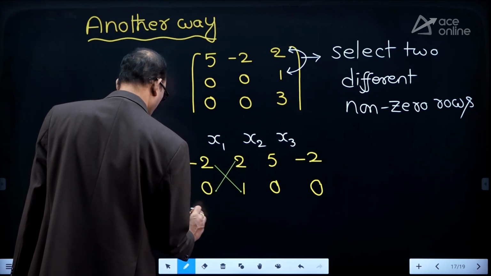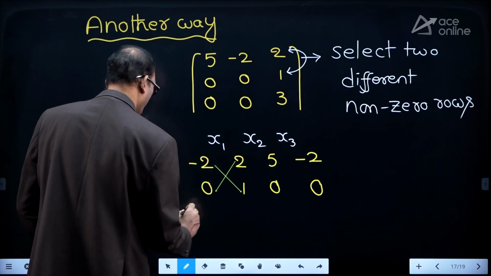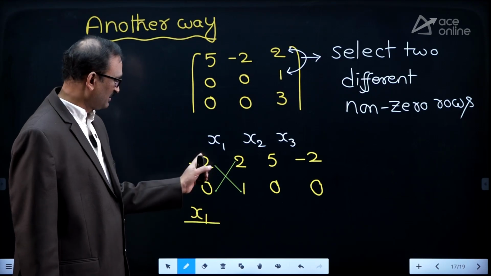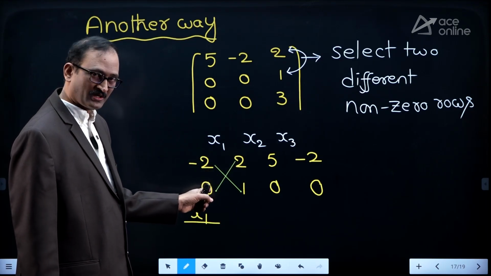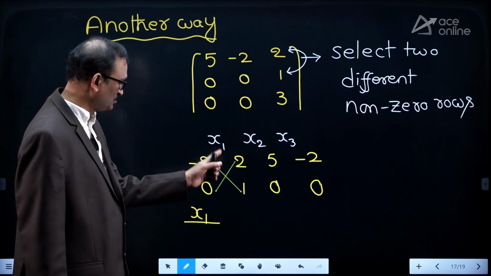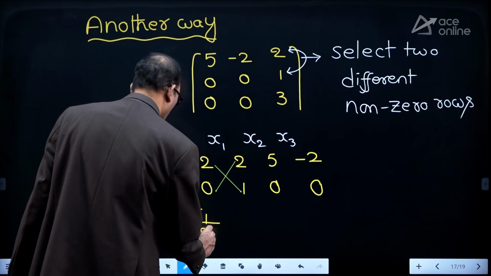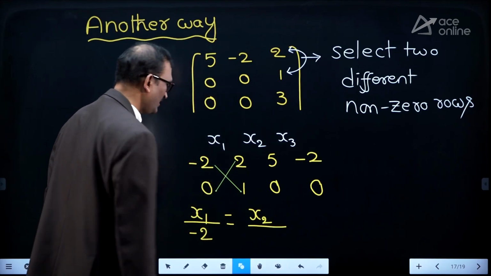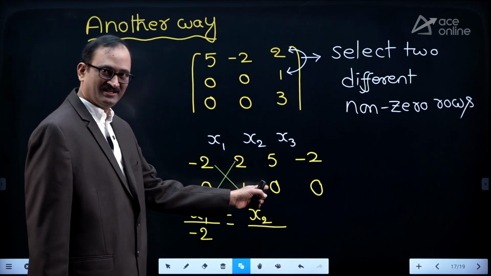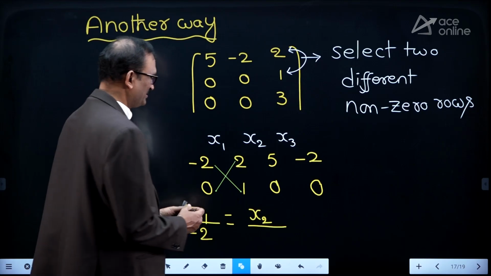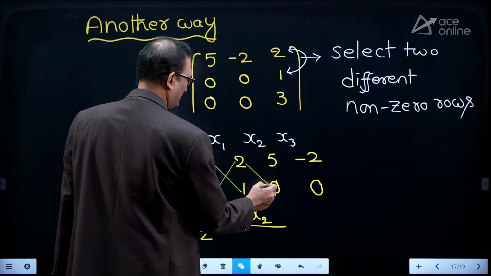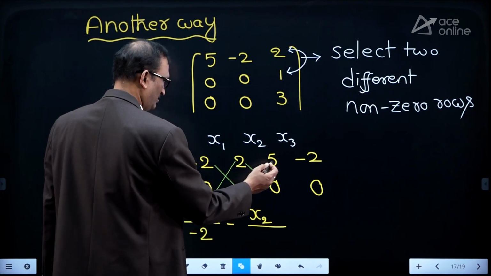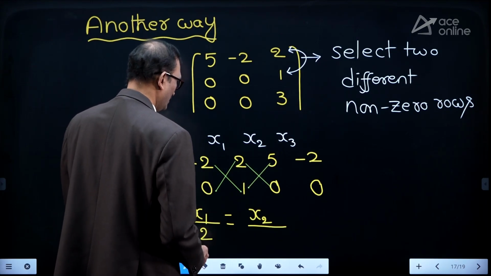So x1 value: x1 by, the denominator is these two product minus these two product, that is minus 2 into 1 minus 2 minus 0 into 2, 0. So minus 2. x2 divided by the next, these two product minus these two product, the determinant of this matrix: 2 into 0, 0, minus 1 into 5, minus 5.